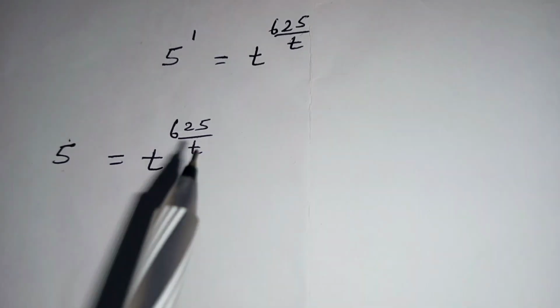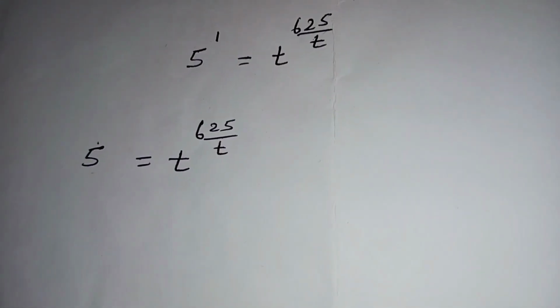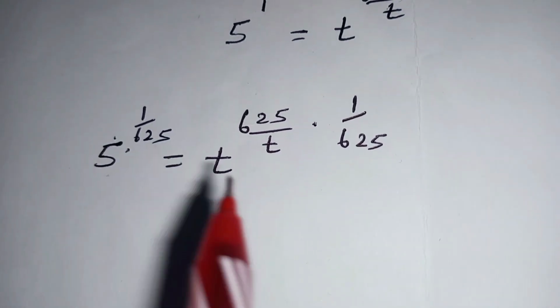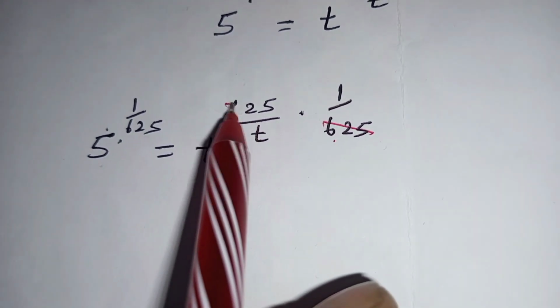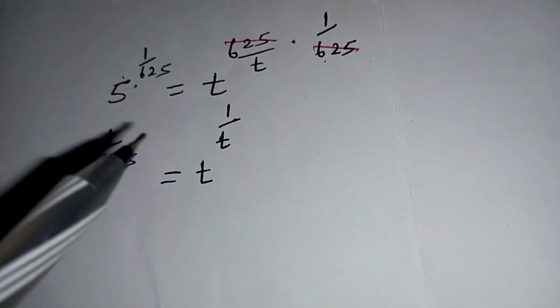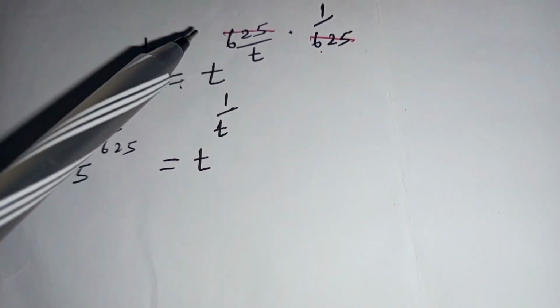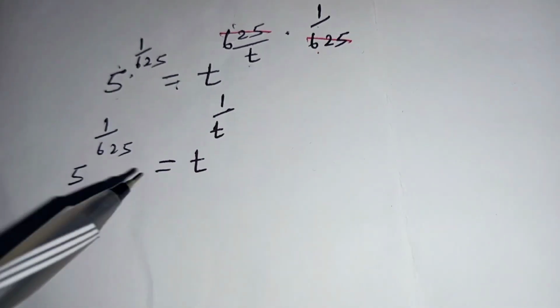We want to multiply the index with the reciprocal of 625 both the sides, so that on the right we can only be left with t. To do that, we write as follows. So multiplied by reciprocal of 625, you can see on the right hand side 625 will cancel with 625, and so on the right hand side we are left with the t to the power of 1 over t, because here we have 1 multiplied by 1 is 1, and the t multiplied by 1 is 1.